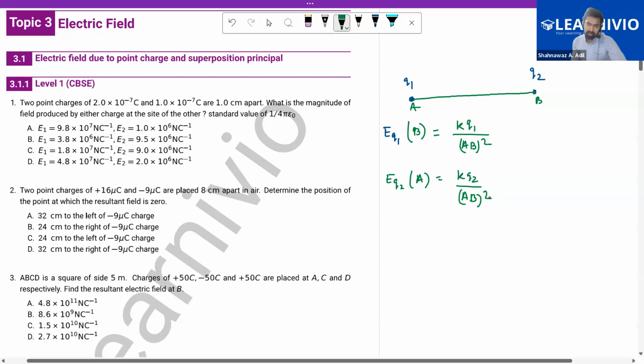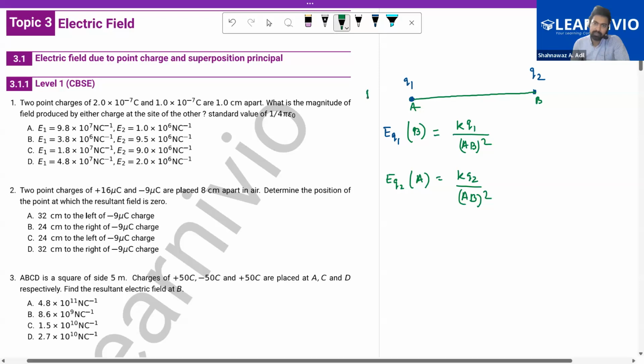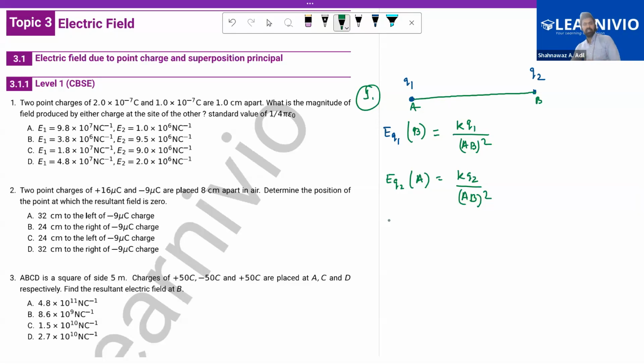So we have all the values, so we can find out. You calculate and tell me what would be the correct option, and then we can check the answer. Please calculate, then you will be able to practice.